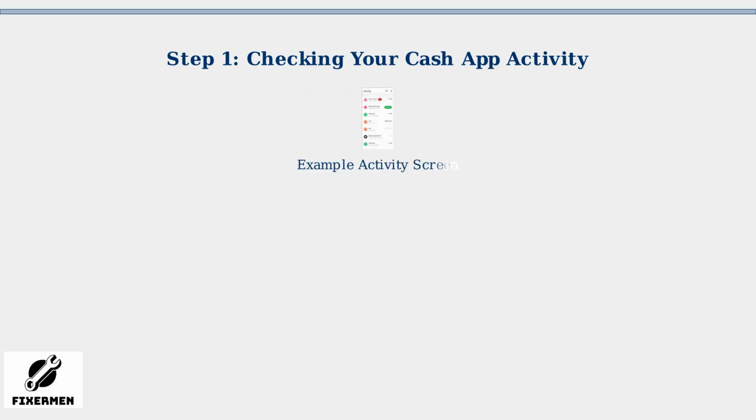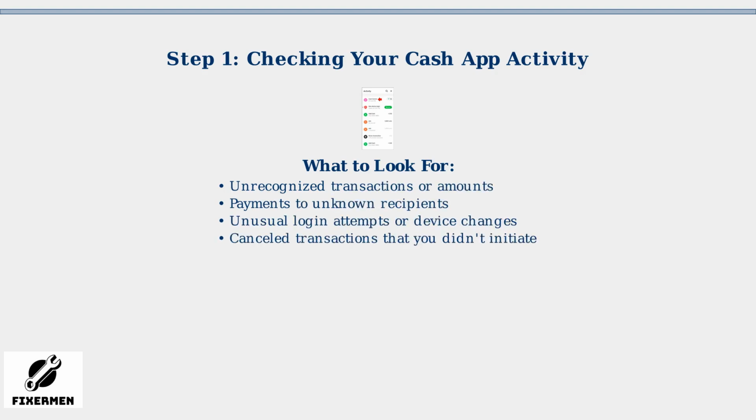Your activity screen will display a list of your recent transactions, similar to this example. Look through each entry carefully for any unfamiliar payments or transfers. When reviewing your activity, watch for signs of unauthorized access, such as transactions you don't recognize, payments to unfamiliar accounts, new device logins you didn't approve, or canceled transactions that weren't your doing.